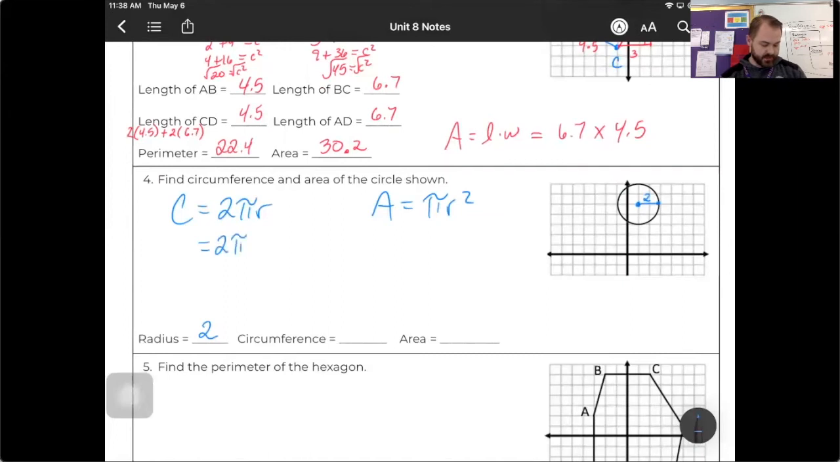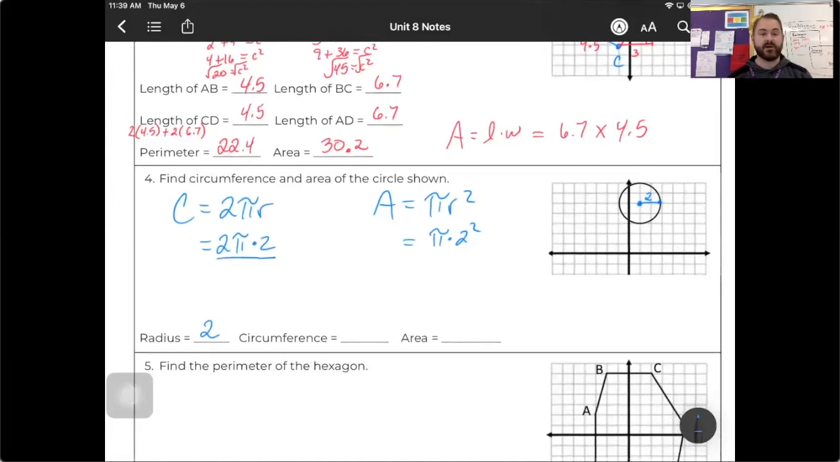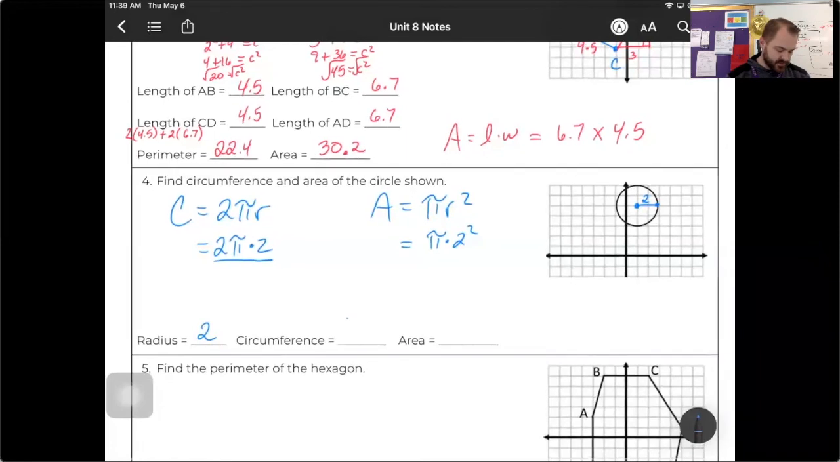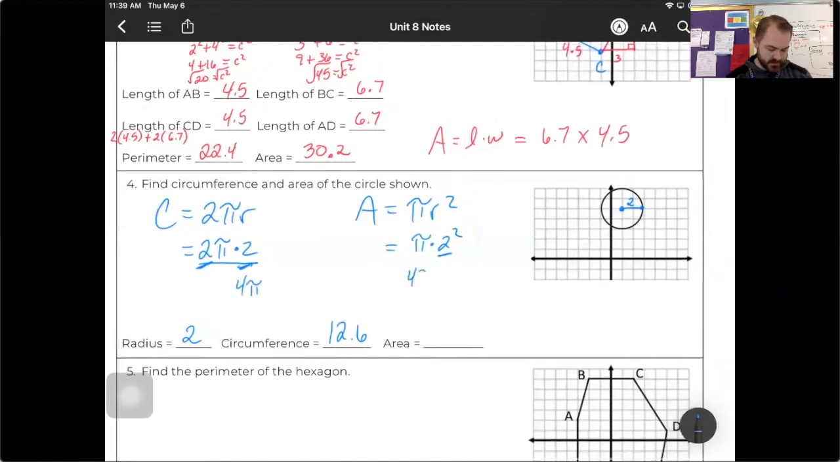2 pi times 2. And then for the other formula, that's pi times 2 squared. Now what you notice about this for circumference, I do my 2 times 2 first, then times pi, or if I put that all in the calculator at once, I get about 12.6. But you're going to get the same thing for the area in this case because we're doing 2 times 2 here and we're doing 2 squared. Both of those give you 4. So it's 4 pi for both of these. And then that's the same decimal answer, 12.6.